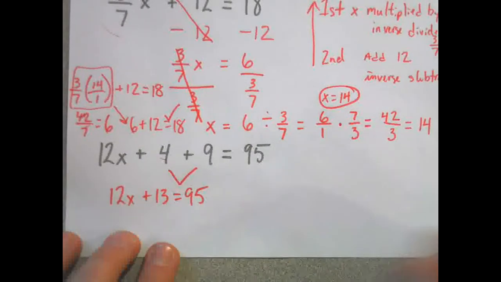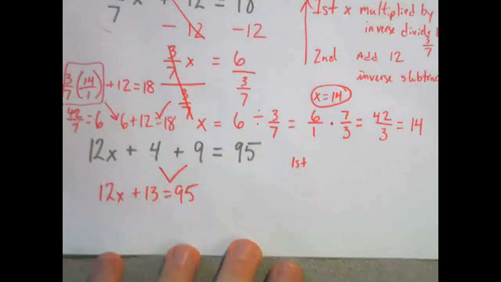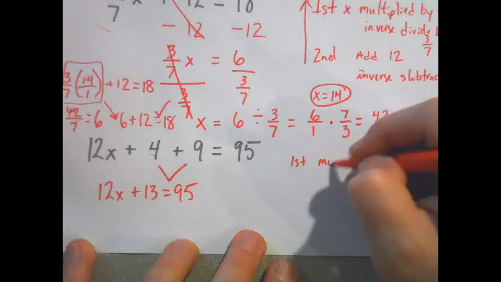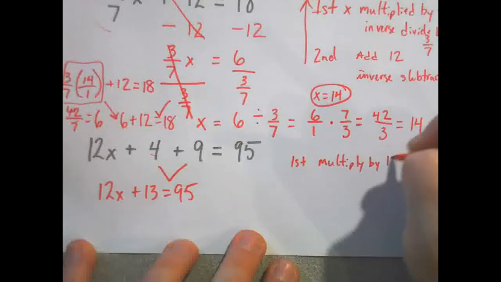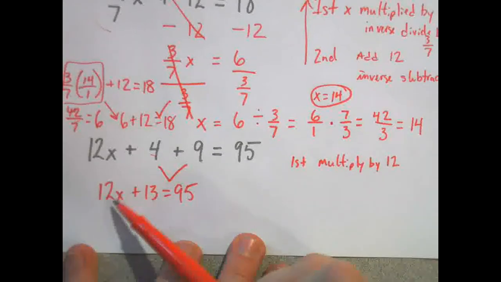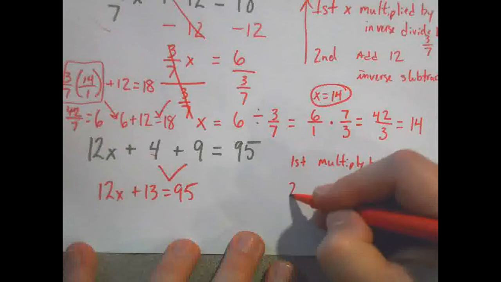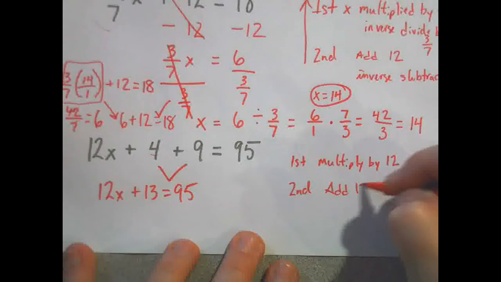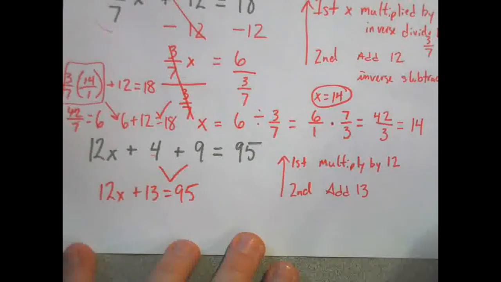Now I'm going to use my backtracking. Again, the first thing that's happening to x is multiply by 12. That's the first thing happening to x right here, 12x. And then I'm adding 13, the second thing happening to x. Now again, I want to work my way backwards, so I'm going to undo each one of these things.